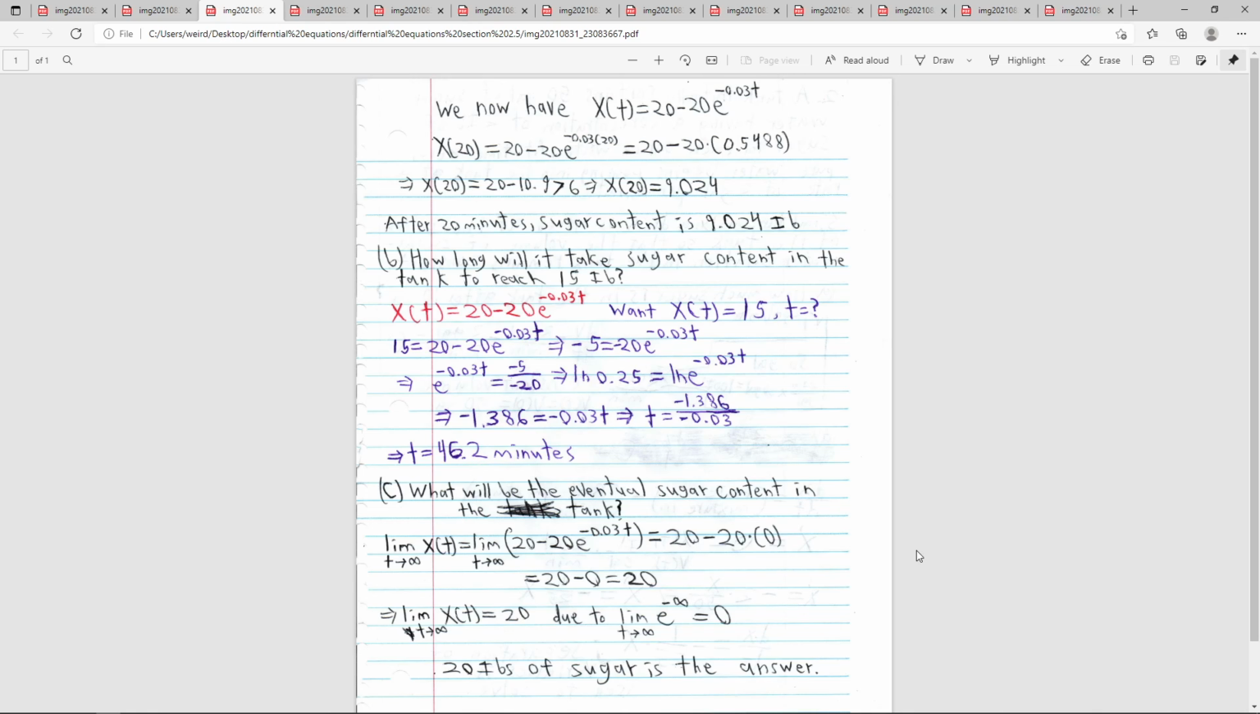And then finally, what will be the eventual sugar content in the tank? For part C, we take the limit of x of t as t approaches infinity. And it's just 20 minus 20 times 0, which is 20, because it becomes 20 minus 0. Basically, this is due to the limit as t approaches infinity of e to the negative infinity being equal to 0. So 20 pounds of sugar is the answer. That's the most it'll ever get to.